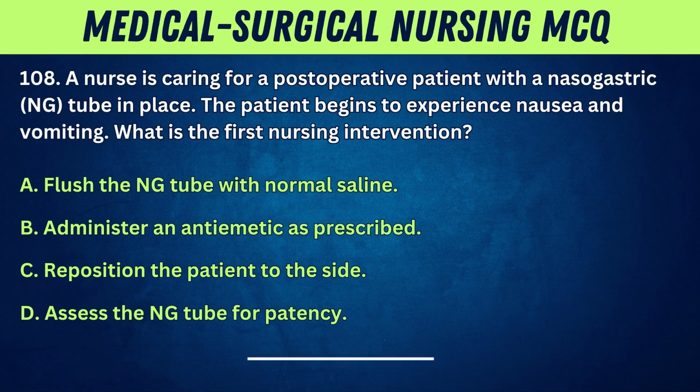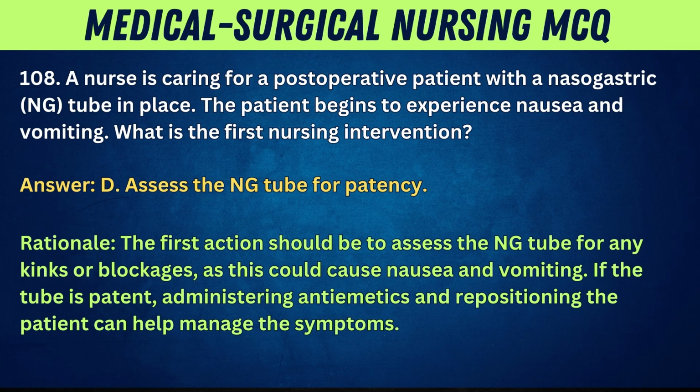108. A nurse is caring for a postoperative patient with a nasogastric (NG) tube in place. The patient begins to experience nausea and vomiting. What is the first nursing intervention? A. Flush the NG tube with normal saline. B. Administer an antiemetic as prescribed. C. Reposition the patient to the side. D. Assess the NG tube for patency. Answer: D. Assess the NG tube for patency.